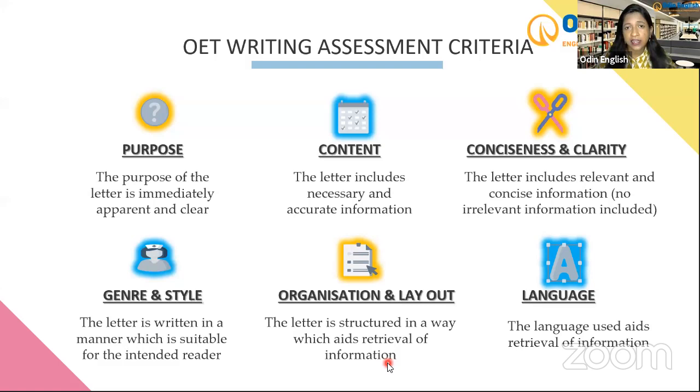Last one is language. Language again looks at the kind of language that you use. It should be suitable for the reader. Also, it looks at the accuracy. More than the range, it will look at the accuracy of the language. It should not cause any kind of strain to the reader, nor should it change or interfere with the meaning of the information that you are providing to the reader.